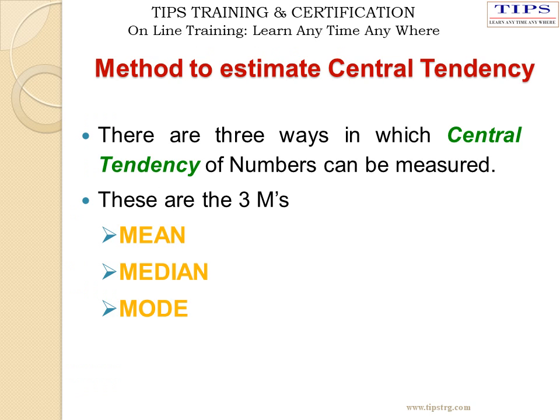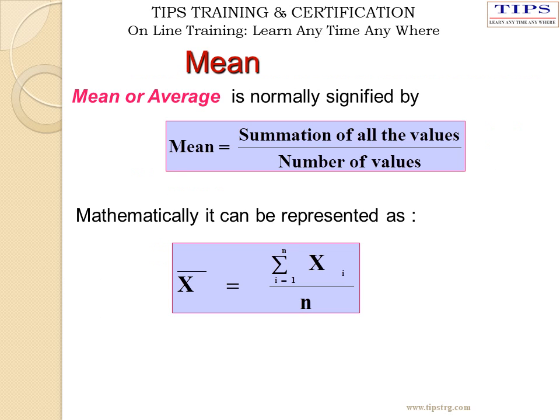Method to estimate the central tendency. There are three ways for finding out the central tendency. These are mean, mode and median. Mean is the average, normally signified by the summation of all the values divided by the number of values. Mathematically, the representation is given here.